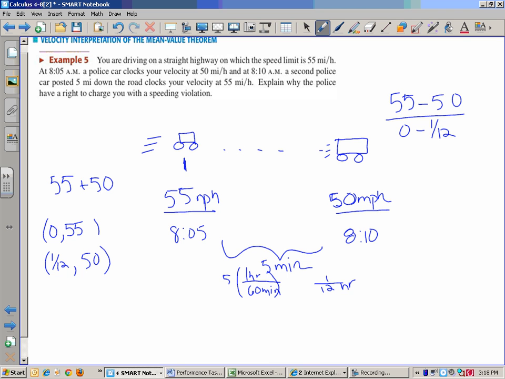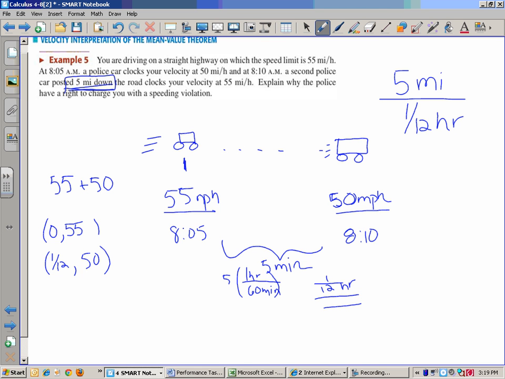5 miles down the road. Oh, Mr. Burkett, thank God you're here. 5 miles down the road. Good Lord, you are so lucky Mr. Burkett is in this room right now. So, in 5 miles, that's the distance I traveled, and I traveled that distance in 1/12 of an hour. Thank you, Mr. Burkett. Then technically my average speed is 60 miles per hour. Yay! Thank God Mr. Burkett was in this room.